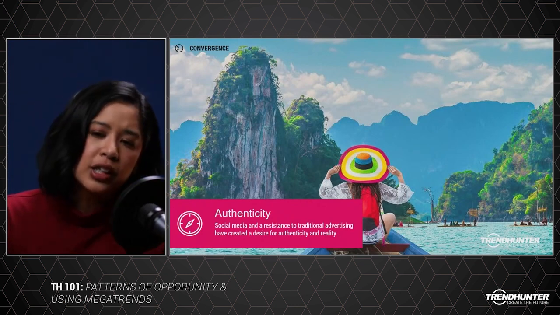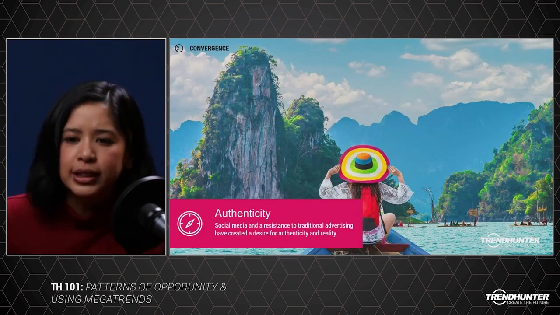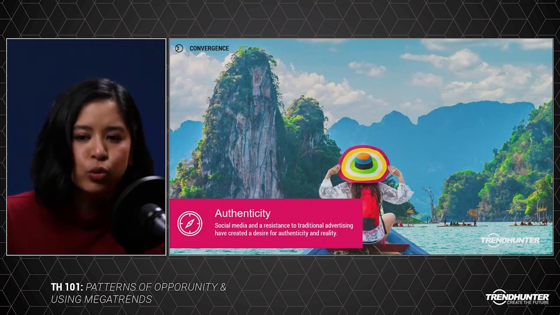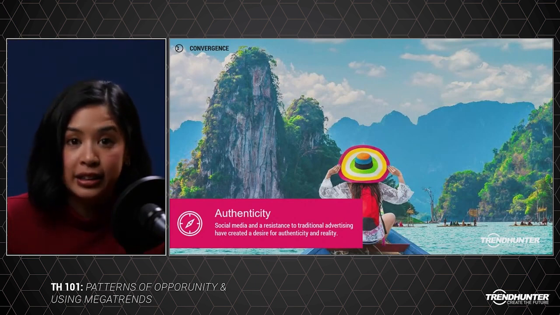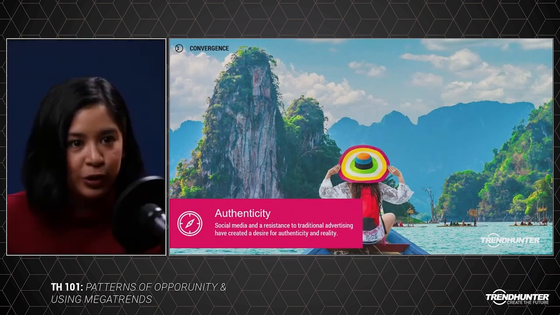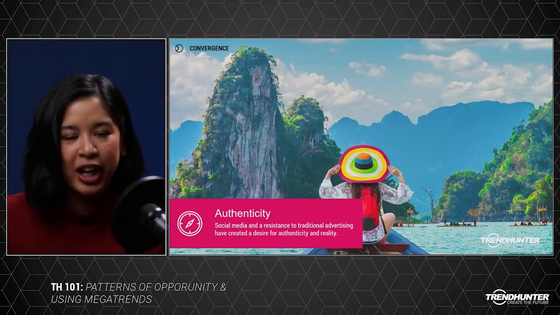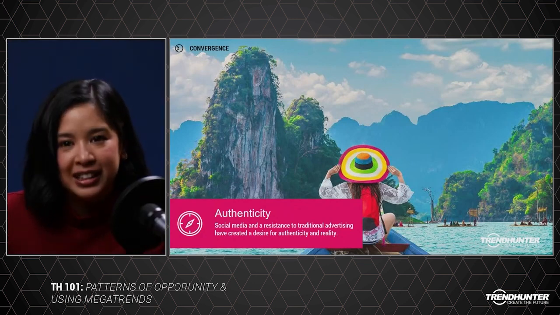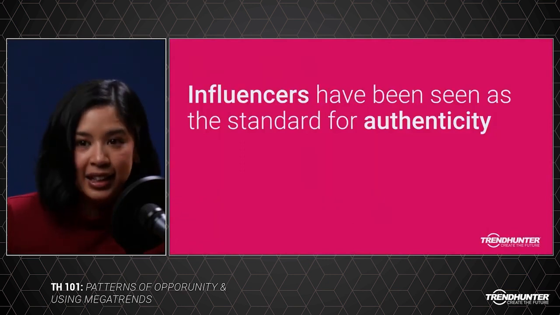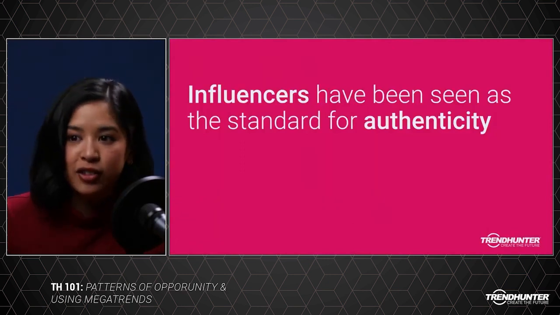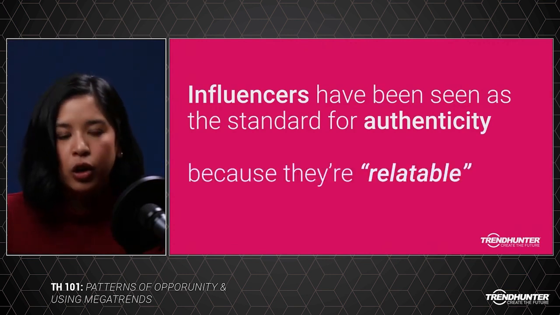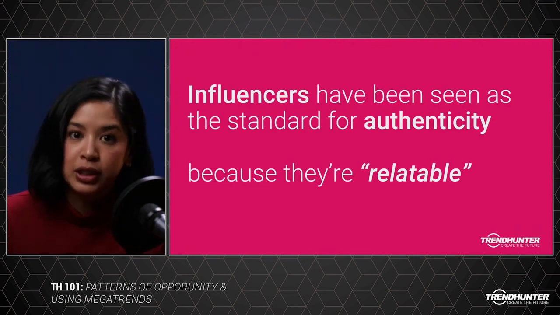Now, as a megatrend, authenticity is about the idea that increased social media use and a resistance to traditional advertising has created a real desire for reality, for something that feels genuine and something that changes very frequently. What we define as authentic is ever evolving. Now, a great example of this, a great case study, is influencers. Influencers have been seen as a standard for authenticity for a long time because they're relatable, or at least more relatable than what we used to.